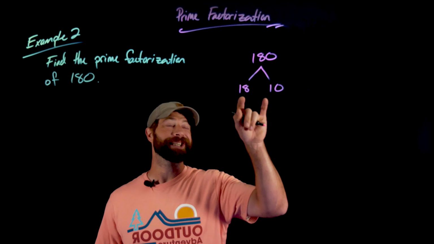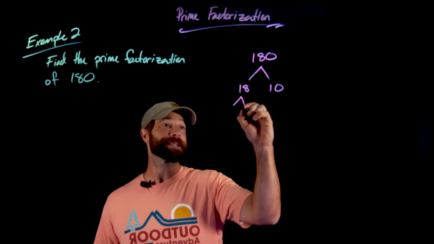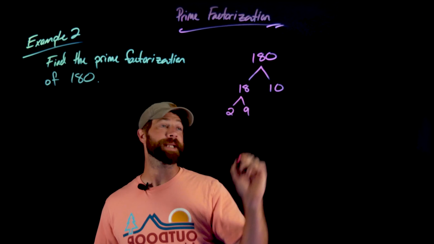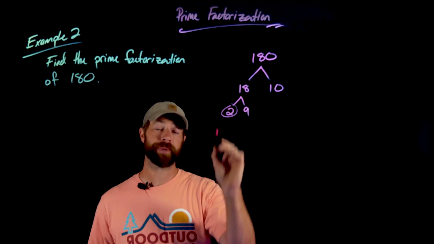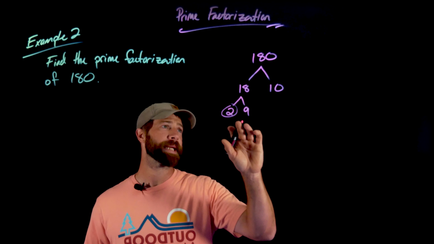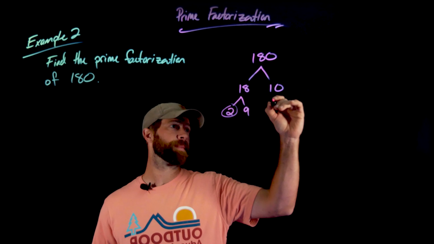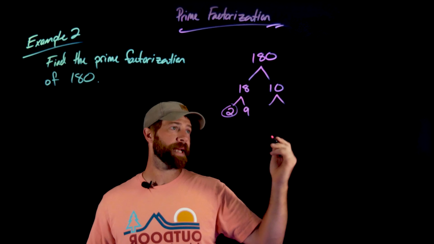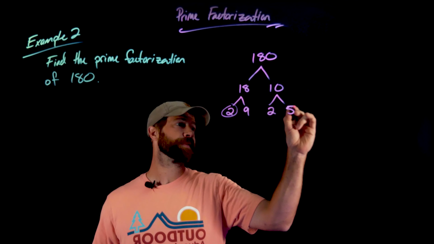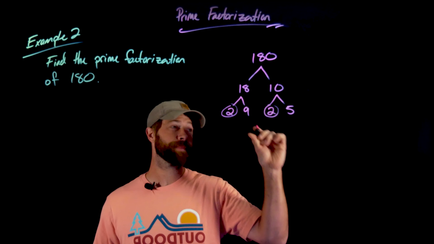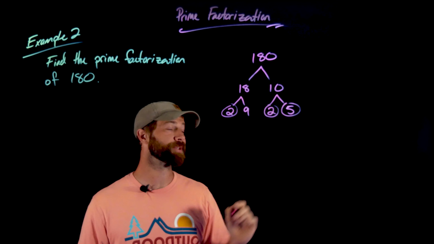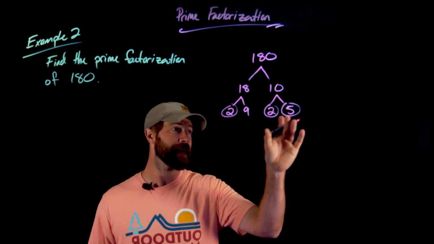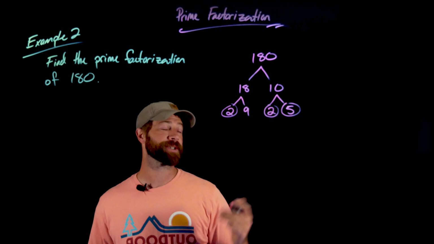So I'm going to look at 18. Right away, I see that as 2 times 9. I'm going to circle the 2 because that's a prime number. The 9 isn't, and I can break that up, but I'm going to come back to that in a second. 10 is 2 times 5. The 2 is a prime number. 5 is actually also a prime number, so I'll circle that. I'm done in all those branches.